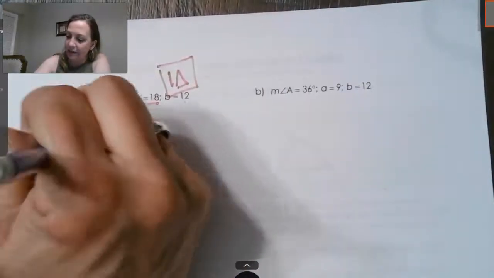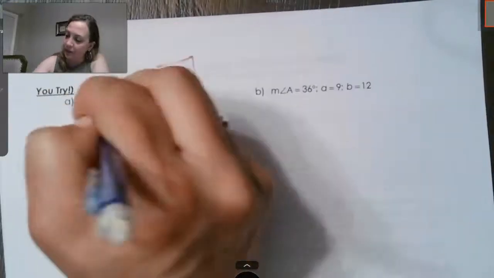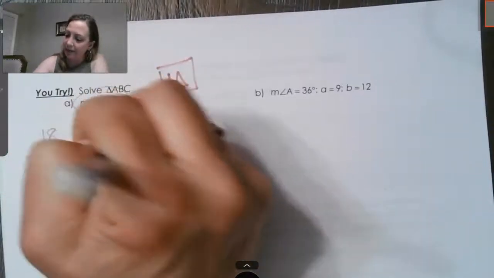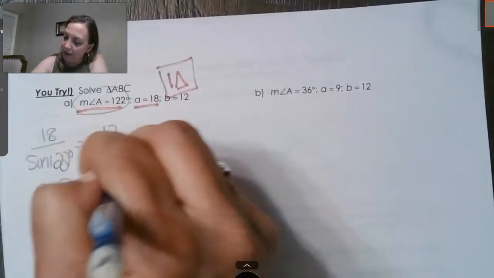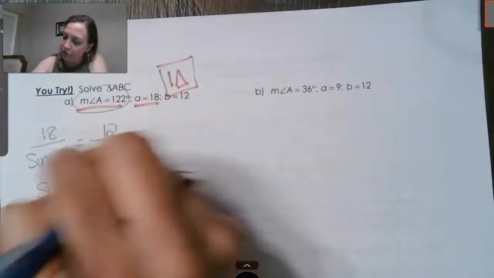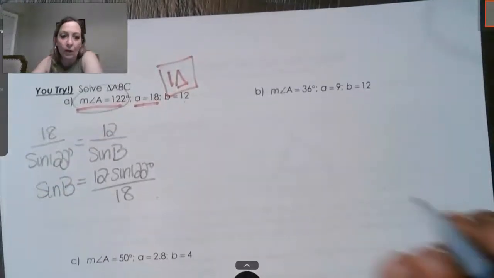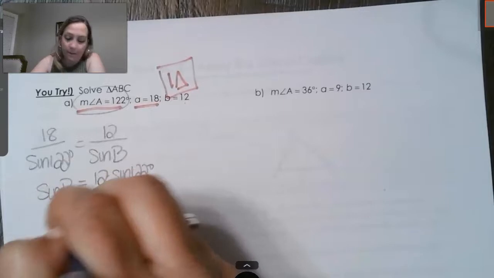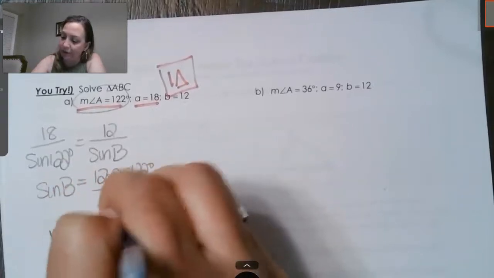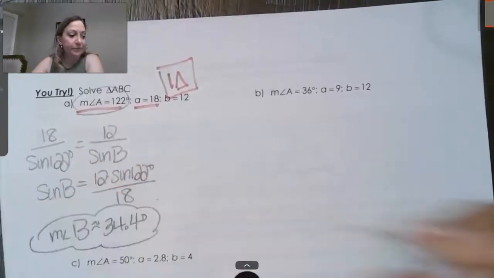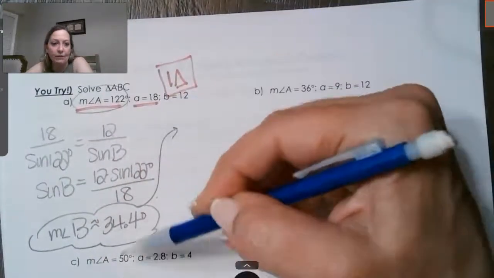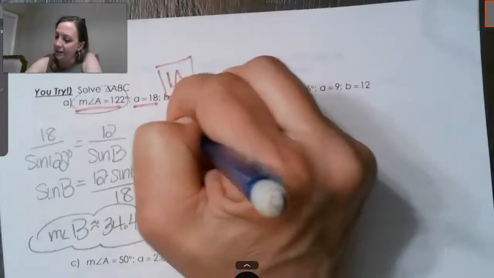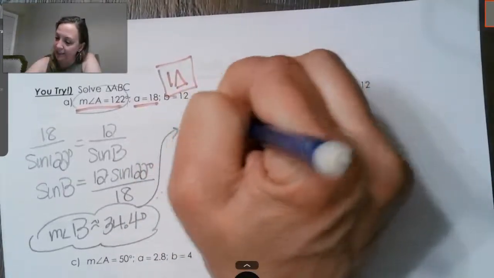18 over the sine of 122 degrees is 12 over the sine of angle B. So the sine of angle B is 12 times the sine of 122 over 18. Find that in my calculator. The measure of angle B should be about 34.4 degrees. Okay. Subtract both 122 and 34.4 from 180. We get that the measure of angle C is 23.6 degrees.